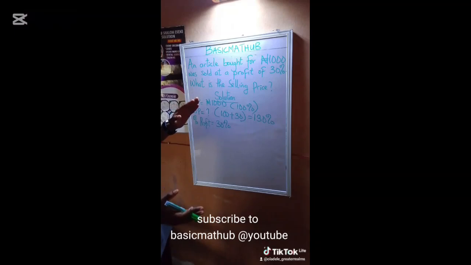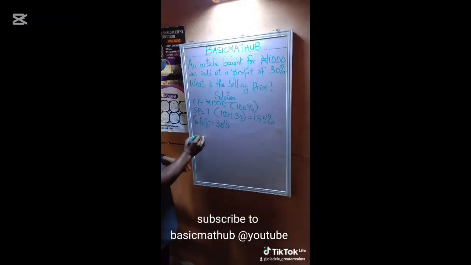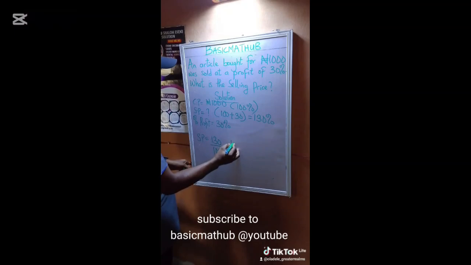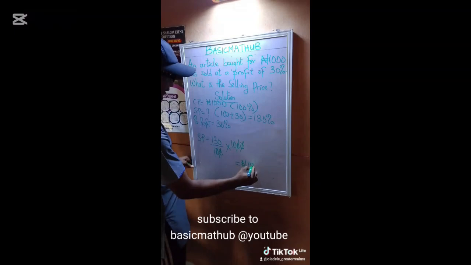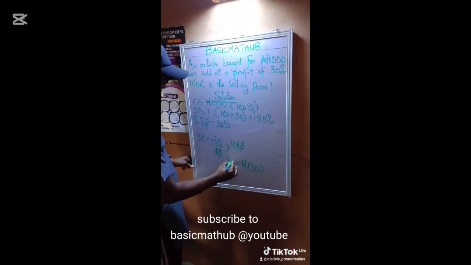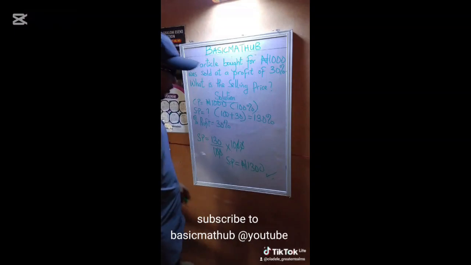Now we are looking for the selling price. And I told you, when comparing percentages, the quantity which you are looking for will be the numerator, while the other one will be the denominator. So we expect the percentage of selling price to be our numerator. So our selling price, SP, will be equal to 130% over 100% times 1,000 naira. So 0 cancels 0, and we are left with 130 times 10, and that should give us 1,300. So our selling price for this article will be 1,300. Hope you get that.